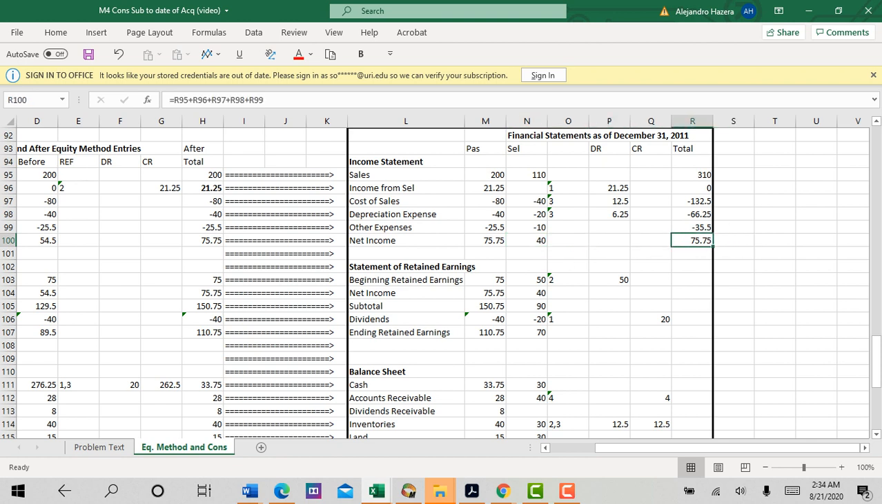Okay, what we're going to do now is, once you finish one statement, you work down to the next. The net income that we bring down to the statement of retained earnings, it's like closing net income to retained earnings. We bring that down. I could put an arrow going down. That's okay.